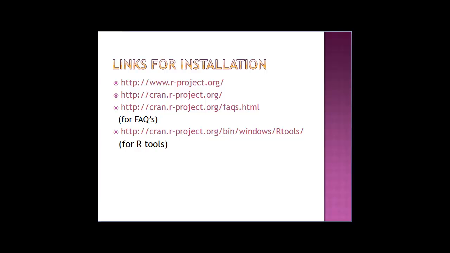Now, here are the links for the installation. For installing R, you can search on Google for R or CRAN R. Either you can go to these links directly, that is r-project.org or cran.r-project.org. For frequently asked questions, you can go to cran.r-project.org/faqs, and for the Rtools download, you can go to cran.r-project.org/bin/windows/Rtools. These are the links for downloading. We will go through each and every link and see how we can download from them.